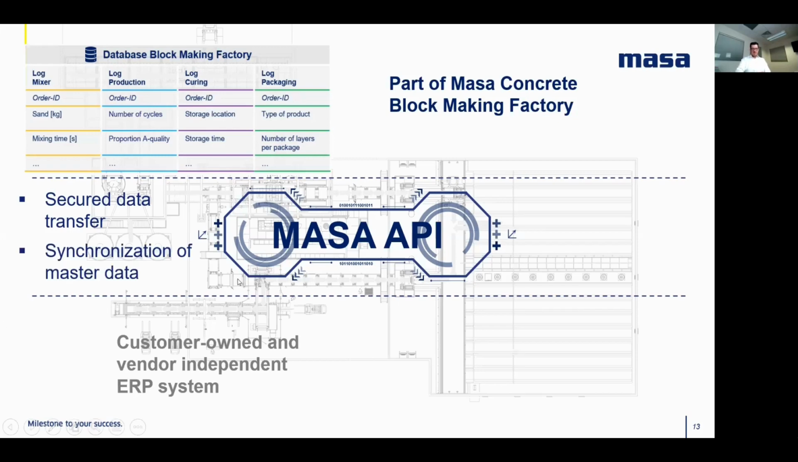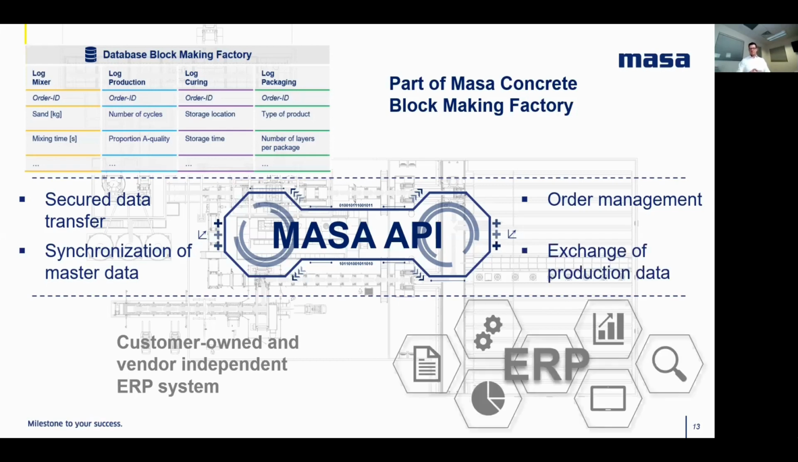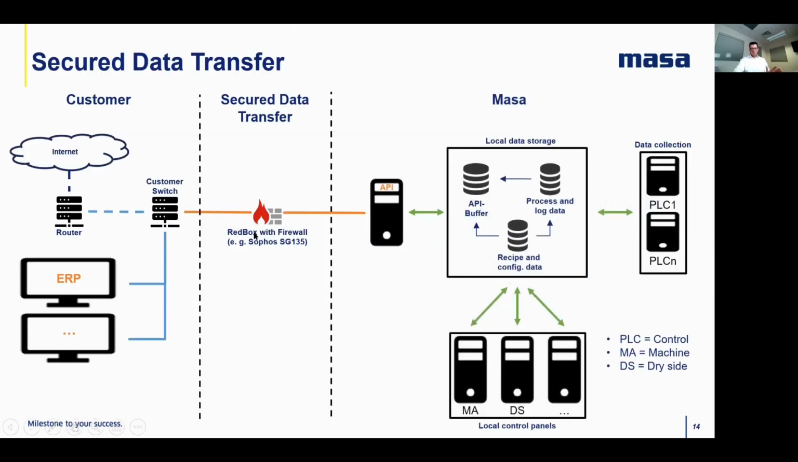Synchronization of master data. Your data needs to be able to communicate with each other. That's the way it's going to be able to flow back and forth between your ERP and your production data. Order management, how are we going to be handling our orders? And then finally, the exchange of production data into the ERP system. So let's take a look at those 4 points in a little bit more detail in these subsequent slides.